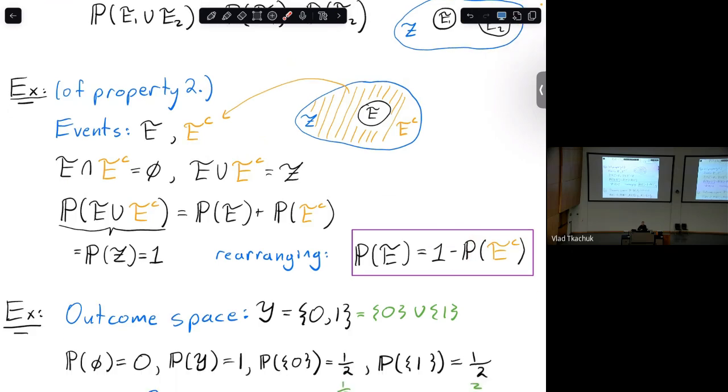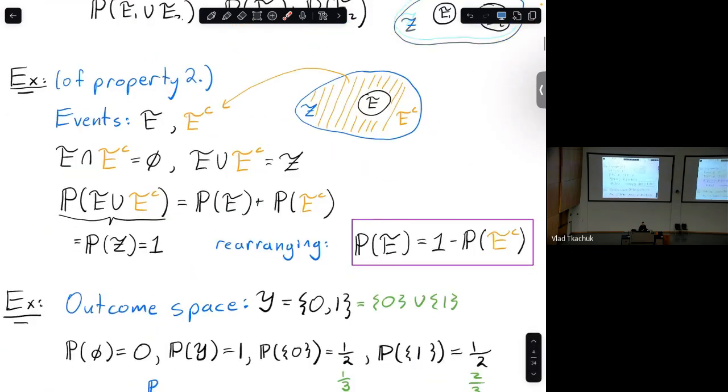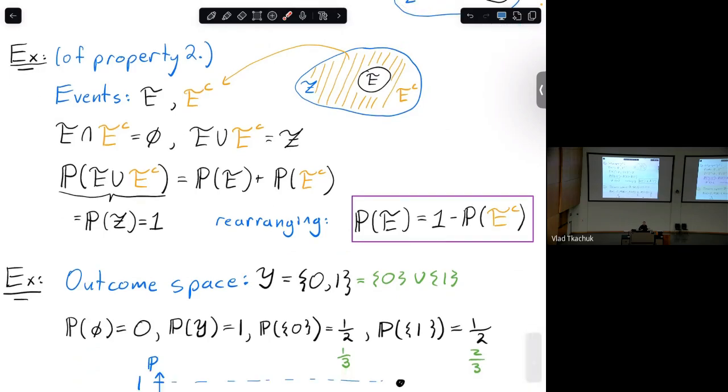Maybe we'll see this for the dice roll case in a second. For the dice rolls case, imagine your event is, what's the probability I get a 1? The roll of a 1, that's my event. Well, that probability is going to be the same as 1 minus the probability that I get any number greater than 1, so like 2, 3, 4, 5, 6. And that would be the complement event.